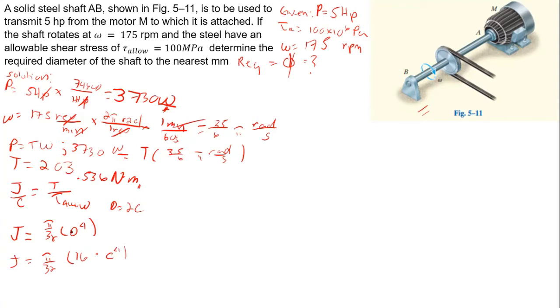So bakit naging ganito? Kasi di ba kung 2C raised to the 4th natin yan, yung 2 raised to 4 is 16, and then C raised to 4. And then simplify lang natin. So, makukuha natin value ng J dito ay pi over 2 times C to the 4th. So, substitute natin siya dito sa formula natin. So, magkakaroon tayo ng pi C raised to 4 divided by 2C is equal to torque divided by tau allowable. So, cancel natin to yung C, so magkakaroon tayo ng 3. So, yung ano natin dito is pi C cubed divided by 2.